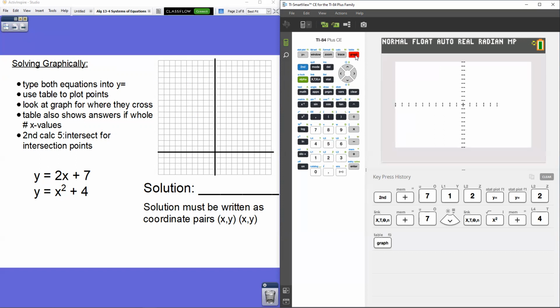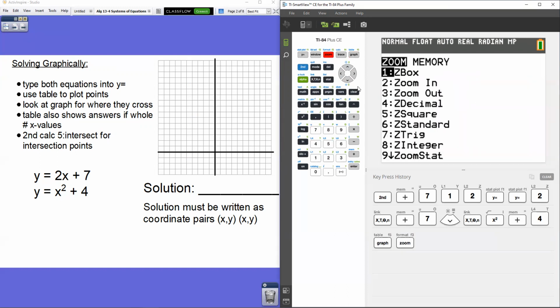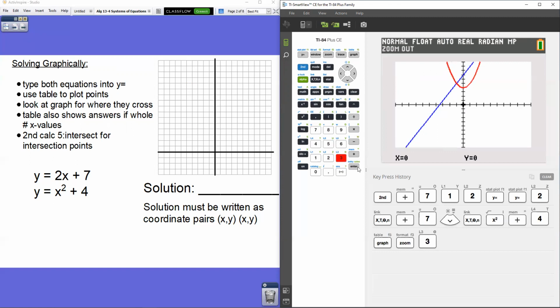Now, if you wanted to get a sneak peek at what it's going to look like, it's going to look like that. Now, this graph doesn't really help us out much. If I was doing this question, I would hit zoom and then out, just to be able to see where they actually cross. So I can see on my graph that they are crossing in two spots. All right. So we want to use the table to plot the points.